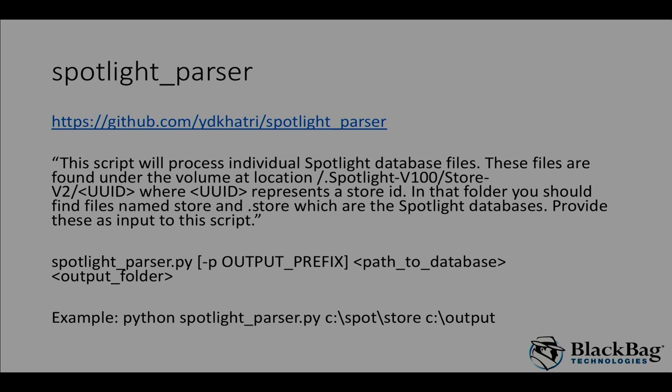If you just have a store.db file from some extraction somewhere, Yogesh put out Spotlight parser. I stole this text from his website. It's super simple to use. You just run this on the store file and an output directory, and you get a list of all the metadata attributes in one file and another file that gives you all of the file paths reconstructed with the inode that it goes to the record. So you have to do a little bit of looking back and forth, but it's open source and free and cool.